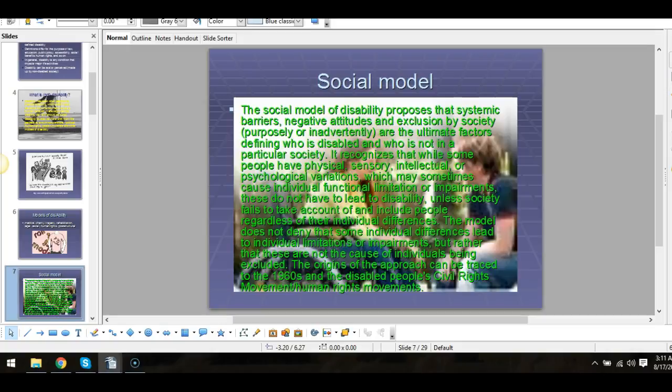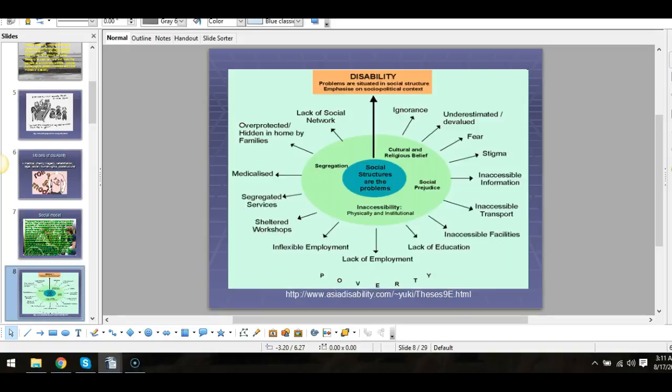The model does not deny that some individual differences lead to individual limitations or impairments, but rather that these are not the cause of individuals being excluded. The origins of the approach can be traced to the 60s and the disabled people's civil rights movement and human rights movement. Here is an image portraying the social model.